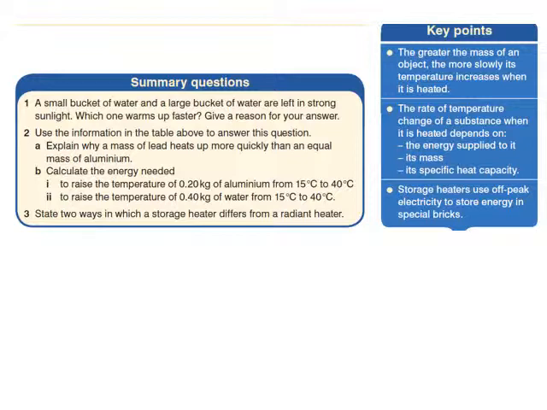The key points from the lesson are: the greater the mass of the object, the more slowly its temperature increases when heated. The rate of temperature change of a substance when it's heated depends on the energy supplied to it, its mass, and its specific heat capacity. And storage heaters use off-peak electricity to store energy in special bricks. And that's pretty much all you need for specific heat capacity.